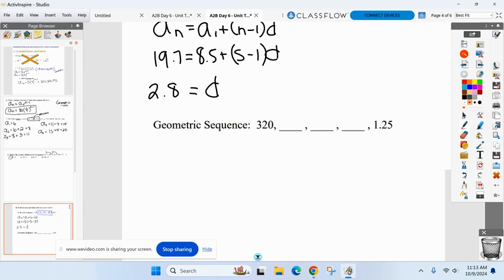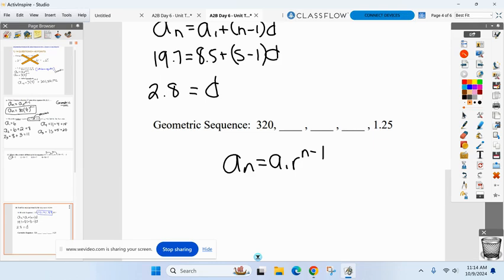Leah, you ready for geometric? What's the formula I'm going to need here? A_n equals A_1 times R to the n minus 1. Where'd you get that formula from? Thank you. All right, ready to fill in? What value up here am I going to need to find? The R value. All right, so let's plug in for everything but R.